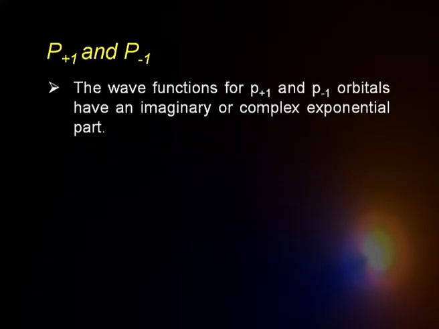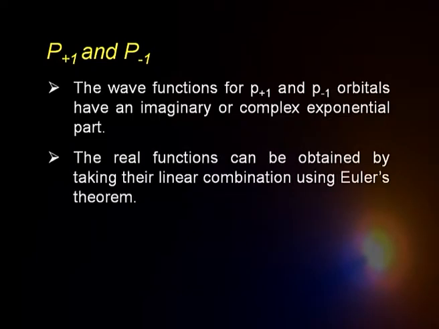Now what about the p plus 1 and p minus 1 orbitals? That means when my magnetic quantum number happens to be plus 1 or minus 1, what's the shape of the orbital? 0 is pz, fine. If I look at plus 1 and minus 1, I find that the wave functions contain some kind of imaginary or complex part. Because of the complex part, I cannot really visualize it. So what is normally done is that we create real functions by combining these two parts, and we make use of Euler's theorem. We have done that earlier also in the case of the particle in a one dimensional box.